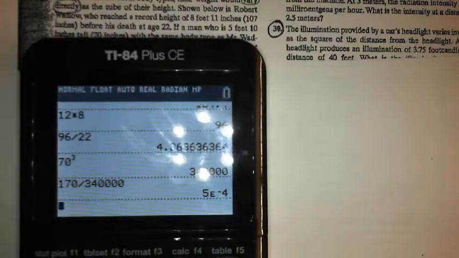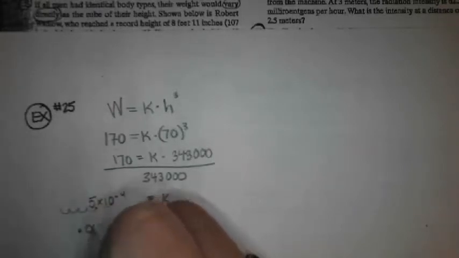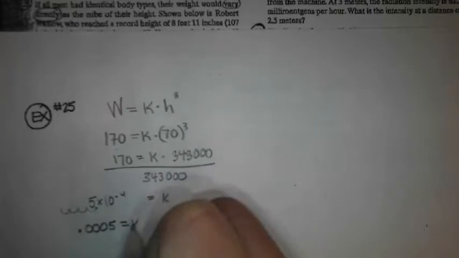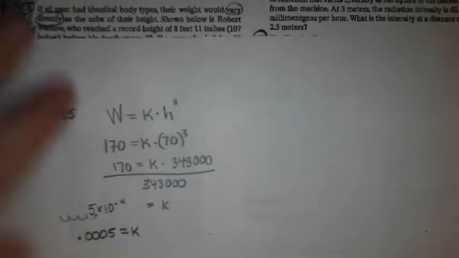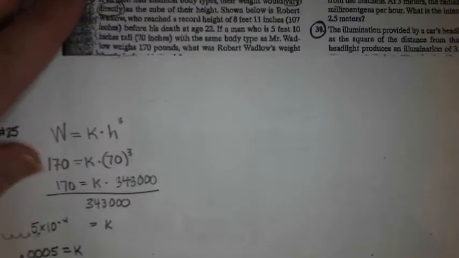My calculator shows me this. That's okay. That's scientific notation, 5 times 10 to the negative 4. I'm just going to keep that number on my calculator, but just so you can see, that's when you move the decimal place over 4 units. 1, 2, 3, 4. So it would be 0.0005 equals k. And then I'm going to use that k to find Robert Wadlow's weight.